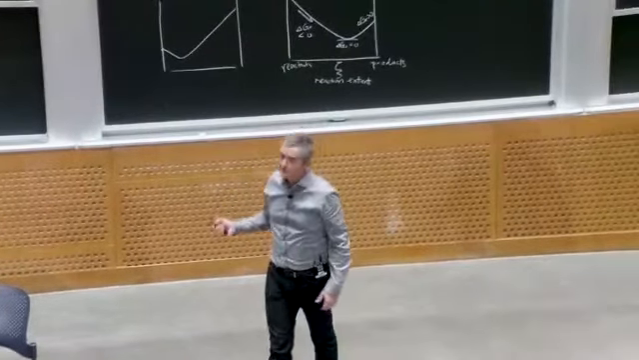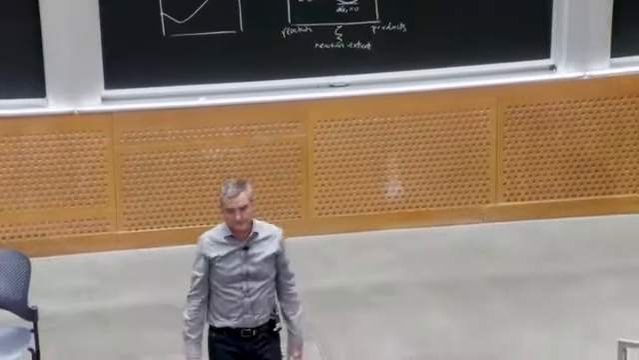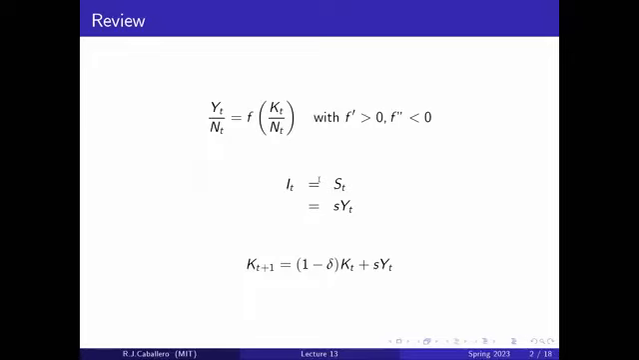But we decided that we wanted to look at things normalized by population, and so output per person is an increasing function of capital per person, but also is increasing at a decreasing rate. There's decreasing returns with respect to the capital-labor ratio, and so output per capita grows as the economy becomes more capital intensive, that is, you have more capital per worker, but it grows at a decreasing rate.